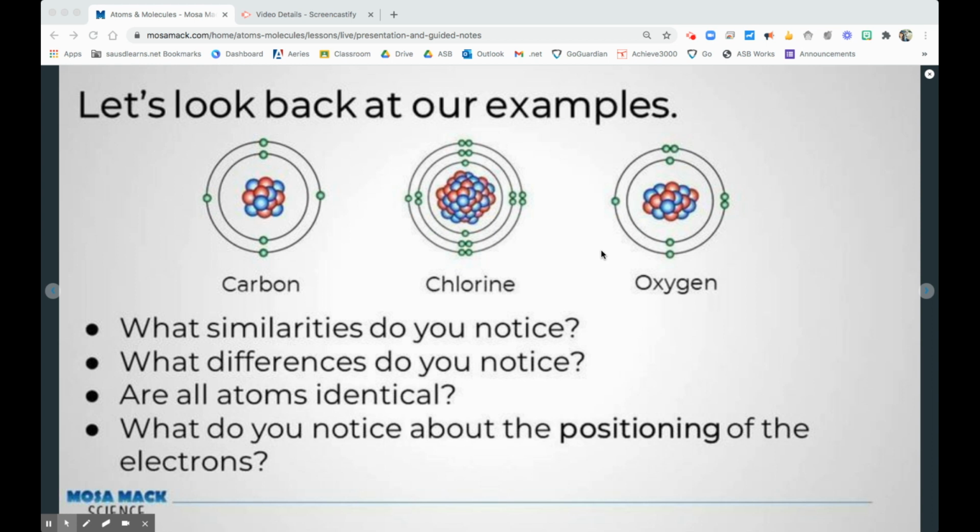Okay, so now again, taking a look at our 3 examples, can you tell, are all atoms identical? Identical means exactly the same. Can you say that all atoms look exactly the same? Pause the video and you're going to answer number 7. Are all atoms identical?